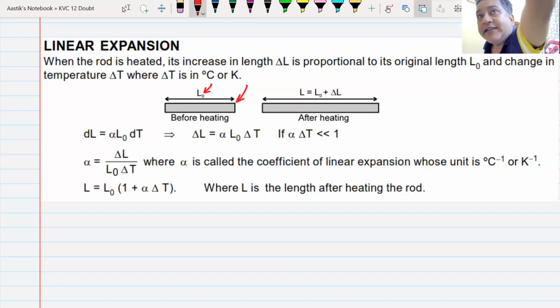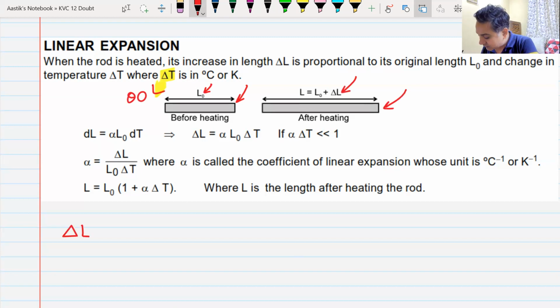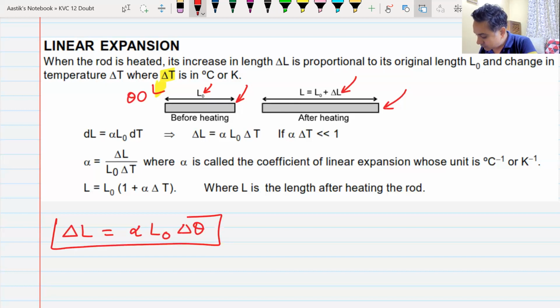When I increase the temperature by delta theta, here it is written as delta T, I might write it as delta theta. So what happens? It expands, and the change in length is delta L. So this delta L, the change in length, can be written as alpha into L0 into delta theta. Do we all understand this, my dear friends?